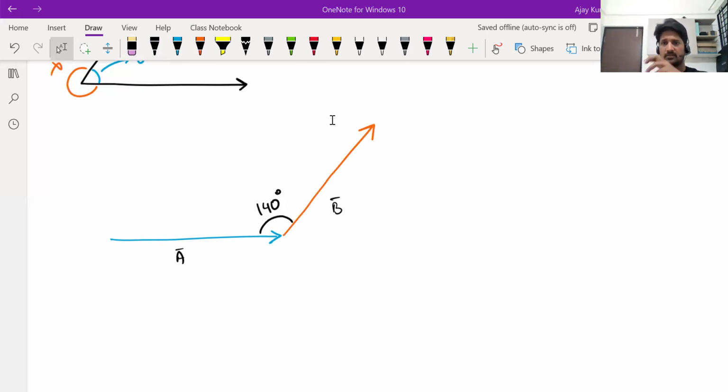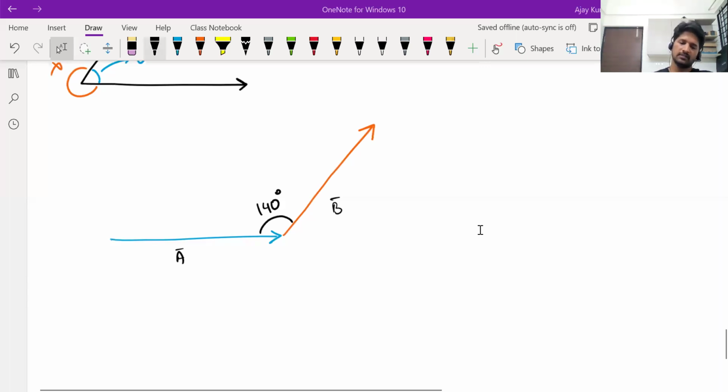Are the directions shown by these vectors having an angle 140 degree between them? No, sir. Okay, how much is the actual angle between these vectors? Sir, 40 degrees. It will be 40 degrees. Okay. Now, how did we get that number 40? First, let us discuss why it is not this 140.